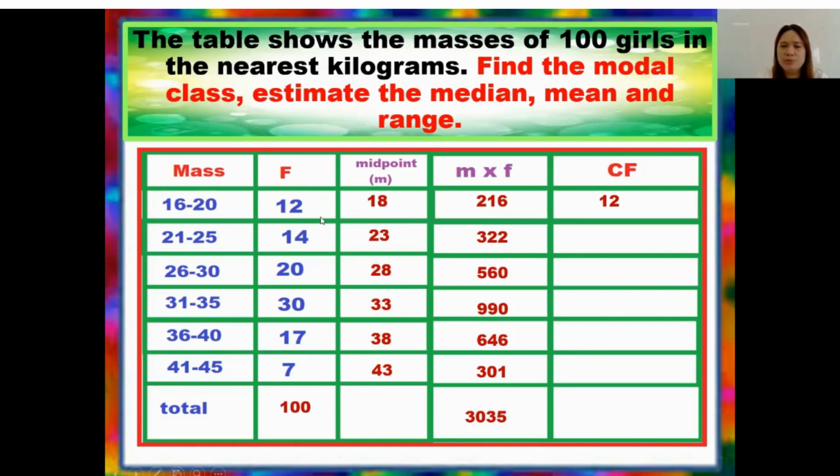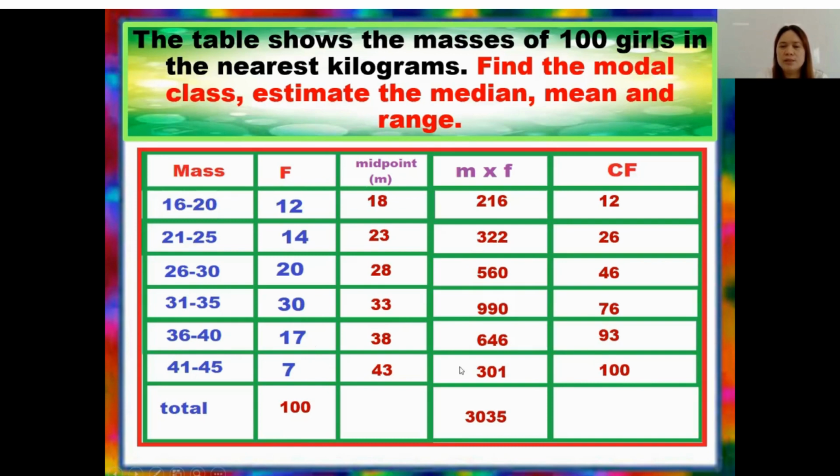So we add 12 to the next frequency, which is 14, and that gives you 26. 26 plus 20 is 46. 46 plus 30 is 76. 76 plus 17 is 93. And 93 plus 7 is 100. Again, that last number in the CF should be the same as the total frequency.